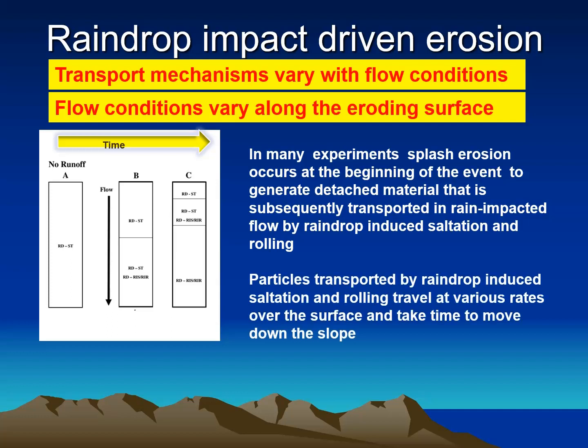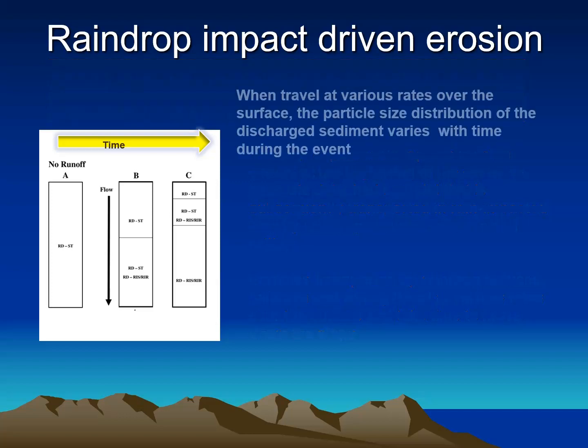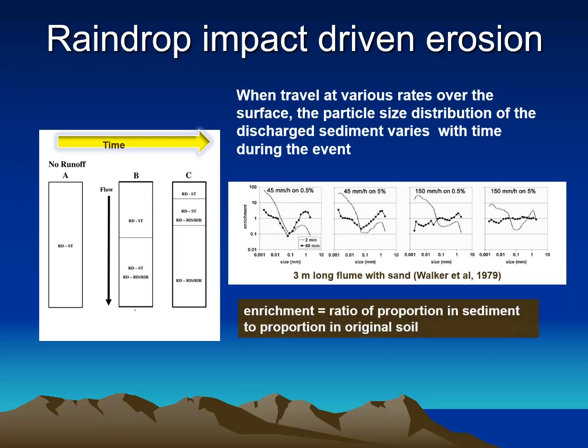Particles transported by raindrop-induced saltation and rolling travel at various rates over the surface and take time to move down over the slope. As a result, the particle size distribution of the sediment discharge varies with time during an event. In this example, the rate that particles move across the surface varies from left to right.